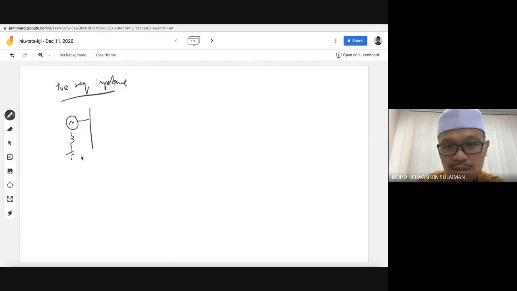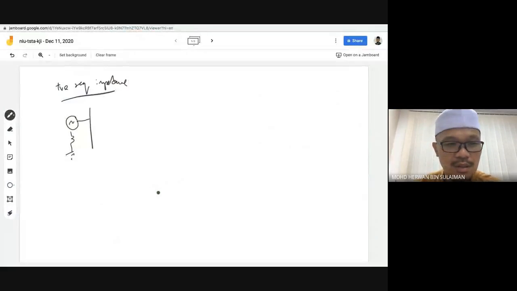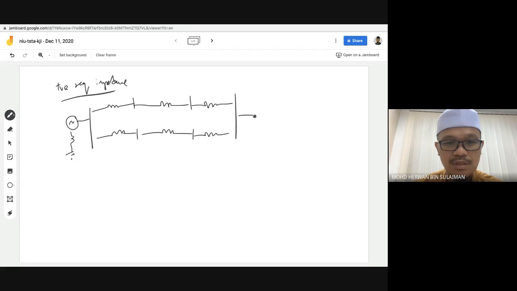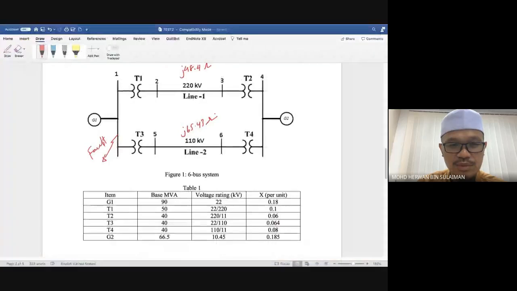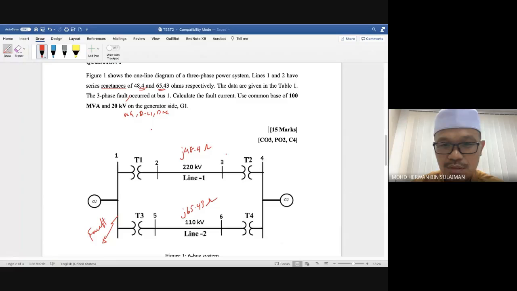So tengok balik gambar tadi, ada satu generator saja kan, common bus bar, tapi dia cabang dua. And then dia ada transformer, and then you ada transmission line, and then you ada transformer balik, and then you ada generator balik. Betul? So masukkan nilai. So kita tengok mana dia punya base. Base dia suruh pakai 100 MVA 20 kV dekat generator 1.